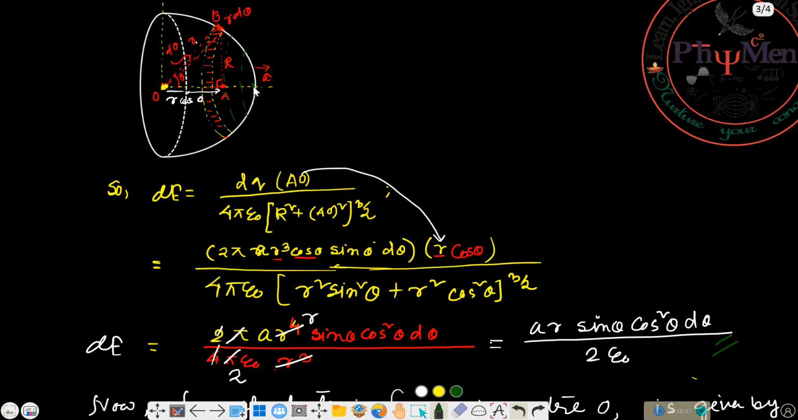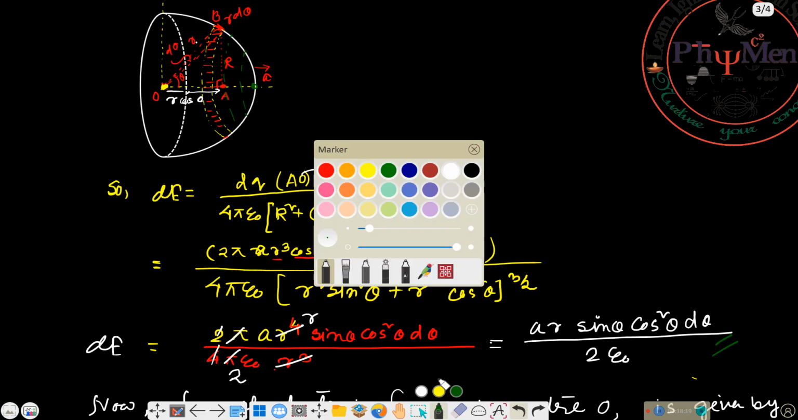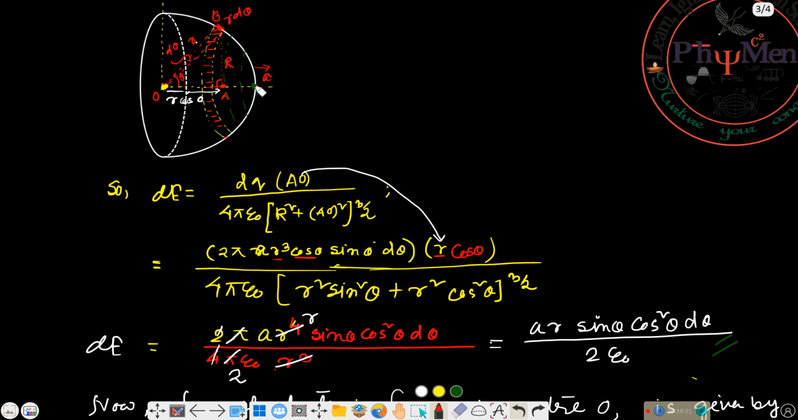The rings start from this point, with theta at 0 degree to pi by 2. The limit of this first element, the first ring, will be here, and at the last we will get a ring here which will have theta equal to 90 degree, right? And the elemental ring that we have taken is at theta equal to theta, but our limit is from 0 to pi by 2.